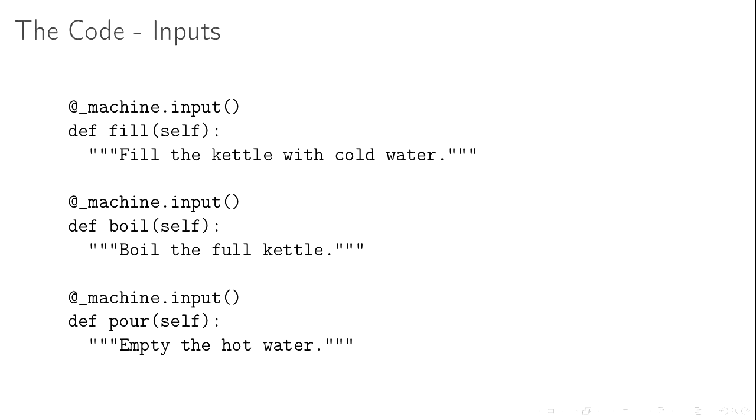We've got the three inputs, so fill, boil, and pour. Again, we don't have any implementation on here. The implementation that the state machine library gives us is all of that checking code at the start. If we had code in here, we would have to somehow align the generated test code with our implementation code. So these inputs you can treat as messages that get sent to your object, and you can't put any implementation detail here.